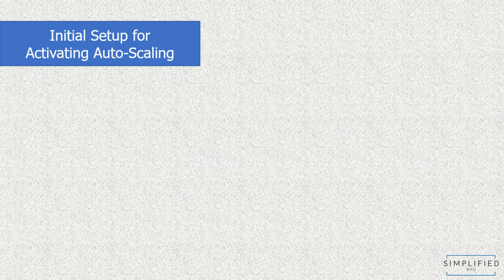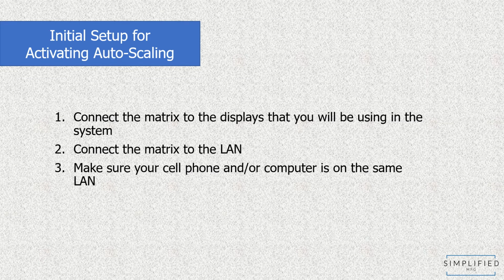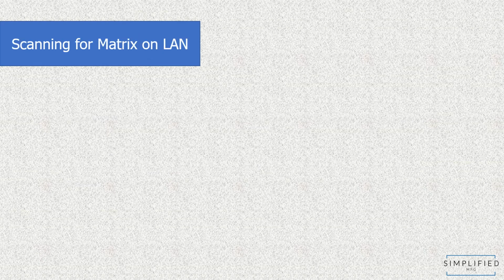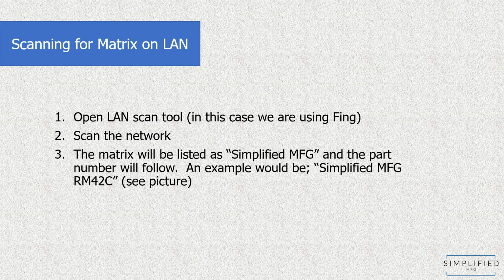So now we're going to set up the auto scaling. Connect the matrix to the displays that you'll be using in the system. Connect the matrix to the LAN. Make sure your cell phone and or computer is on the same LAN. Now we're going to use the Fing tool to scan the network. So you're going to scan the network, and then the matrix will be listed as Simplified MFG and then the part number. An example would be Simplified MFG RM42C. In this case, it's going to be an RM44C.